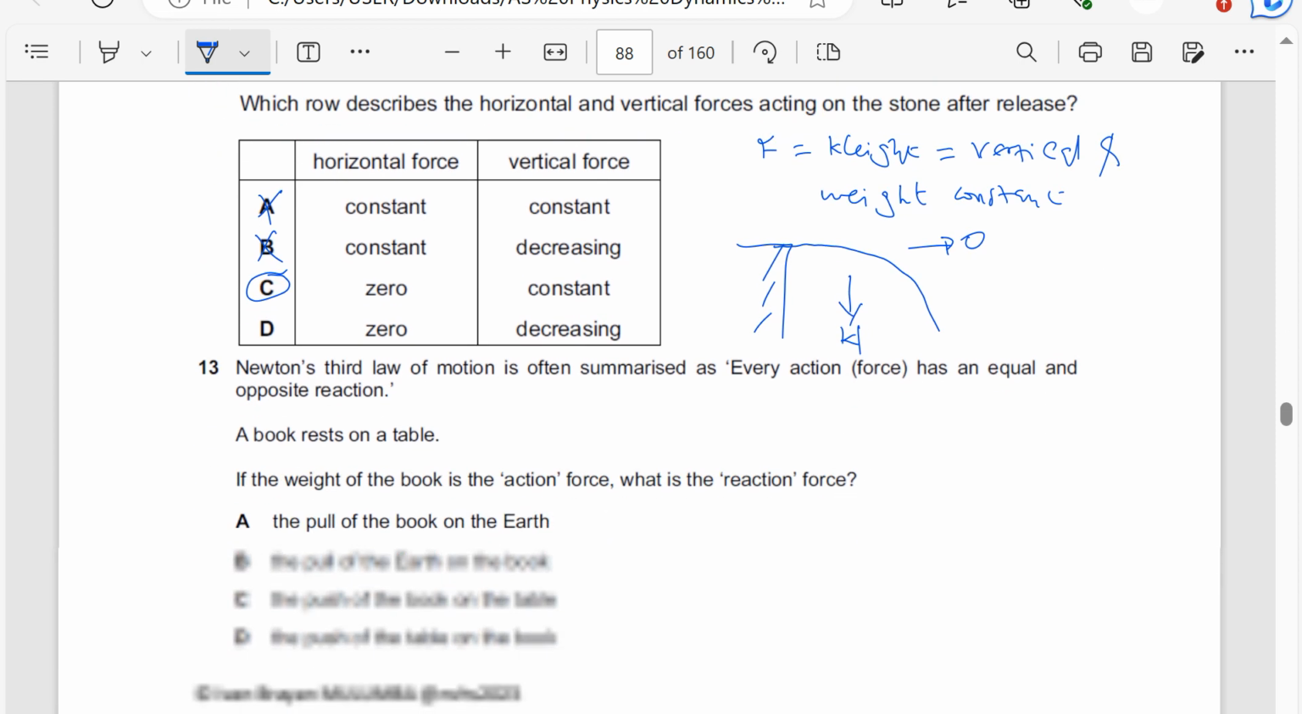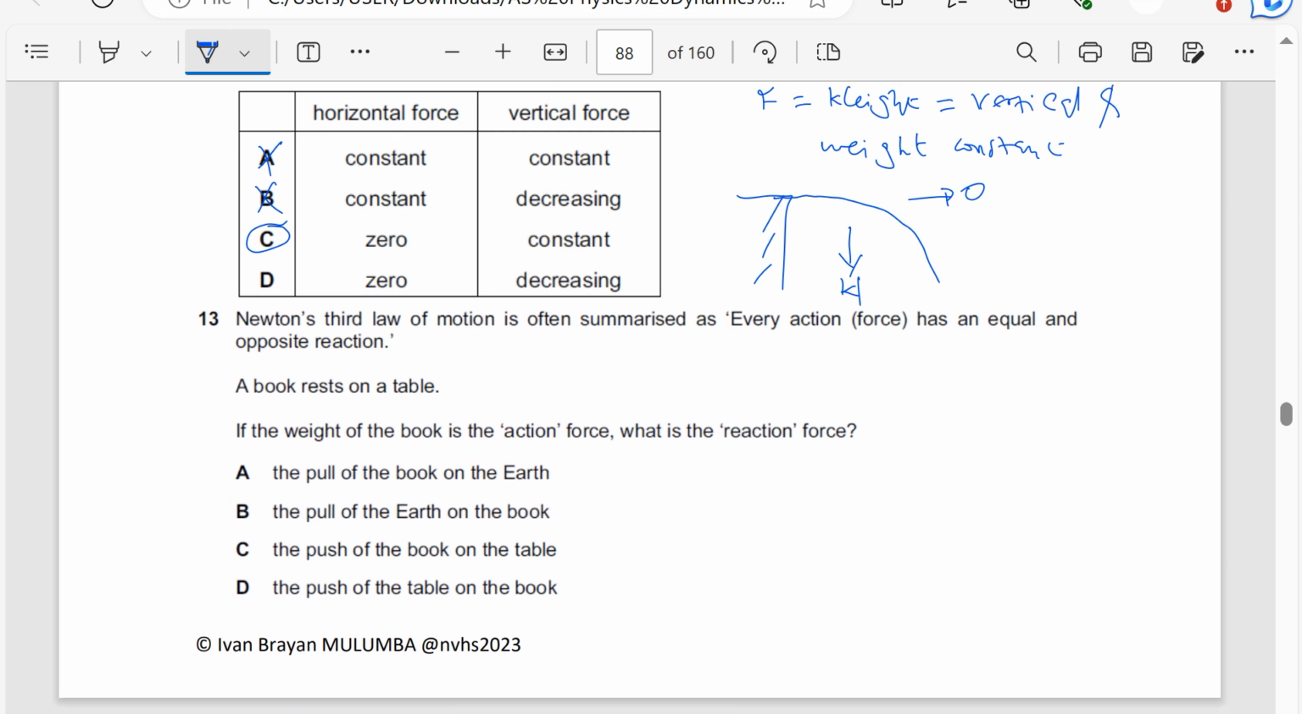Newton's third law of motion is often summarized as every action force has an equal and opposite reaction. A book rests on a table. If the weight of the book is the action force, what is the reaction force? So we have a book resting on the table. The weight is the action force. That is, the pull of the earth on the book is the action force. Then the book should be pulling on the earth. That should be the reaction force. The pull of the book on the earth is the reaction.